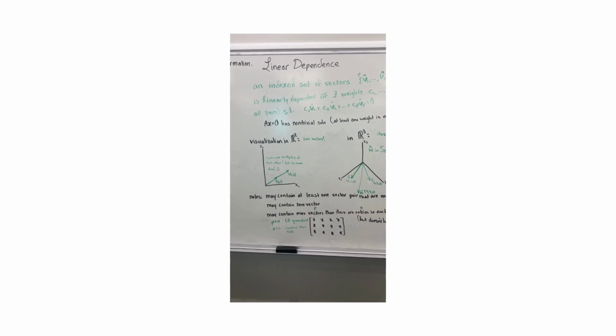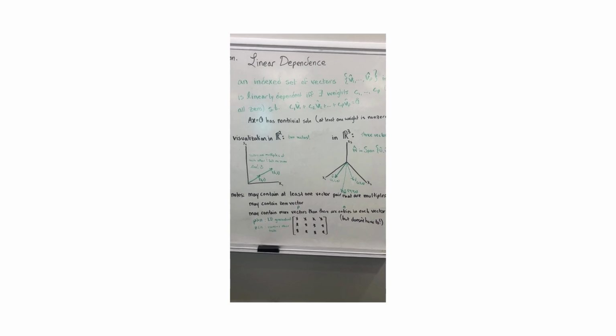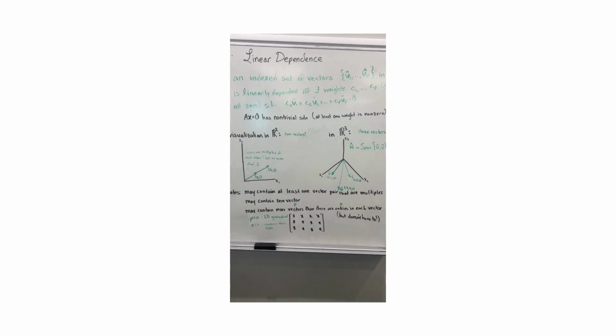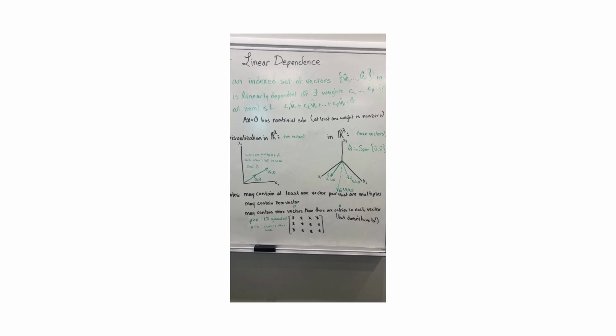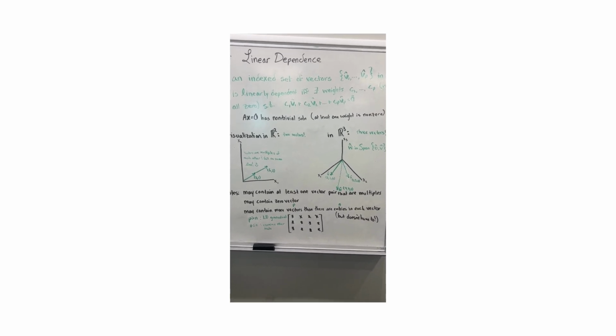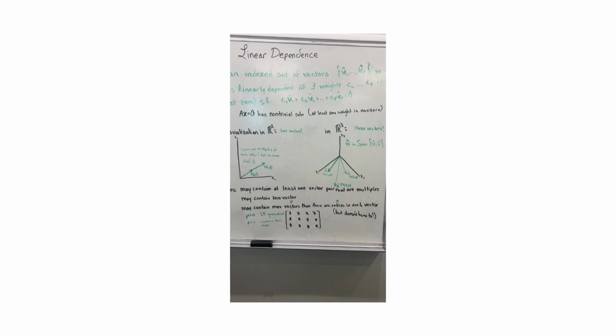It would also be possible geometrically to say that there is a vector pair in a linearly dependent set that are actually multiples of each other. Linearly dependent vector sets can also contain the 0 vector, which linearly independent sets can never have. So that's an interesting distinction.